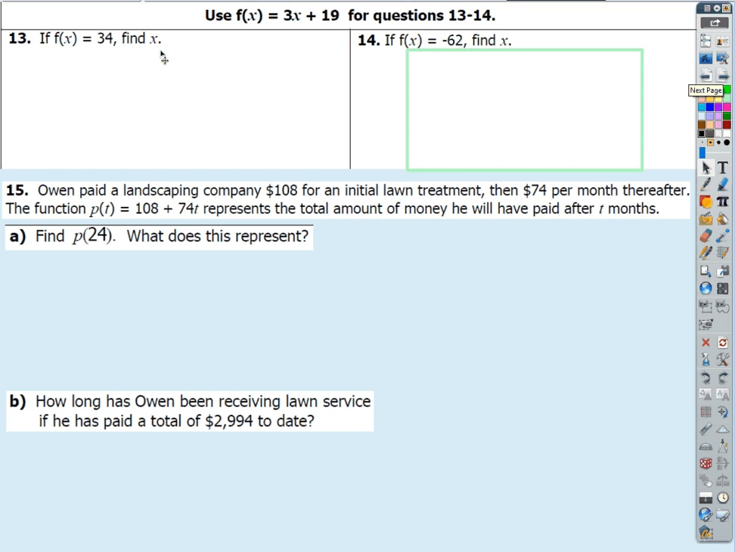How would I solve that? 3x equals 34. Exactly, right? I'm plugging 34 in for f of x.